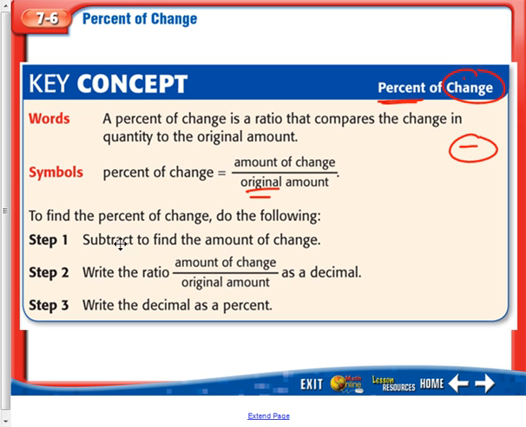Subtract to find the amount of change. They're going to give you A and B, and we need to figure out what is the difference. You can always put the larger number first. It doesn't really matter, but find the difference. Then write the ratio: how much change over the original amount, and then you're going to get that as a decimal, and then we're going to convert the decimal to a percent. So remember, for decimal to a percent, you move it 2 to the right, and then add your percent symbol.